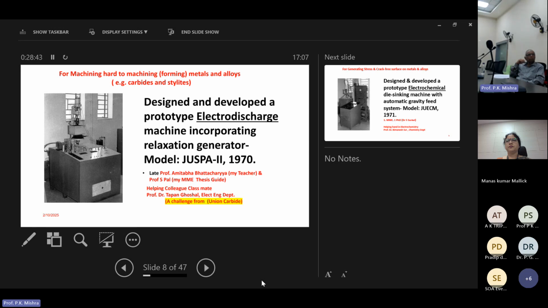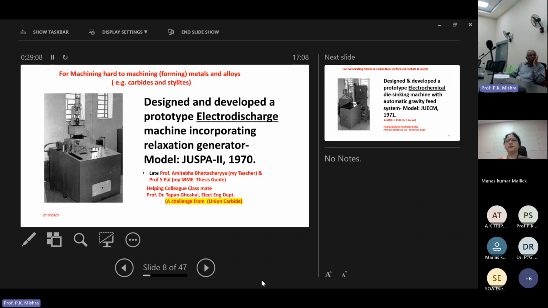They made a structure. Tapan Ghosh is my classmate. I said, Tapan Ghosh, please help me to develop it further. By the time we had completed our masters, Tapan Goswami was helping me from the electrical engineering side.